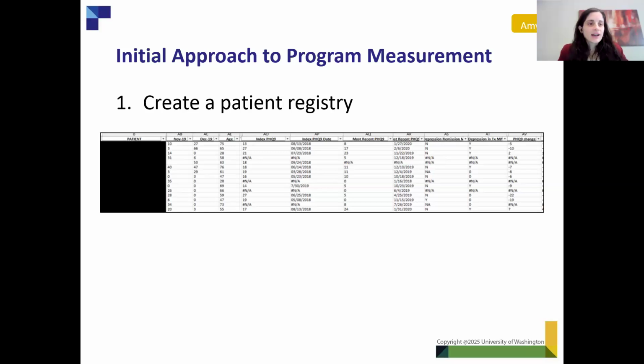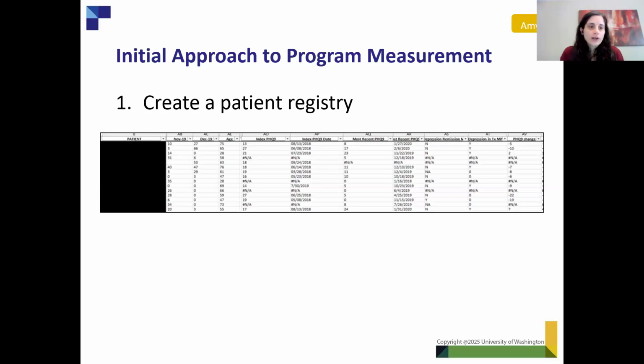Thank you, Nikki. So when we first launched BHI back in 2017, we were building our program from the ground up. We recognized that there was a need for a comprehensive system to be able to track our patients, and we created a custom registry in Excel. That allowed us to start manually inputting and tracking our referrals and adding patients as we enrolled them into the program.